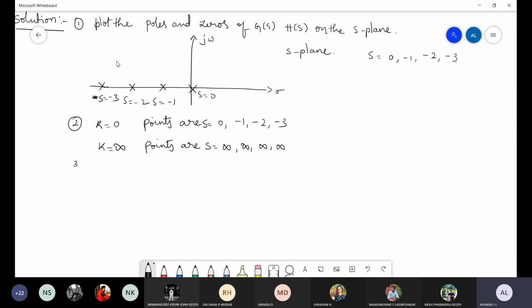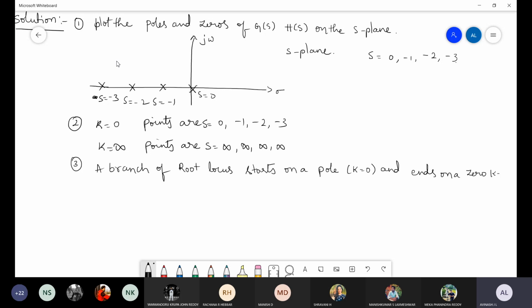So step number 3: a branch of root locus starts on a pole, that is k equal to 0, and ends on a zero, that is k equal to infinity. So this is the next step.